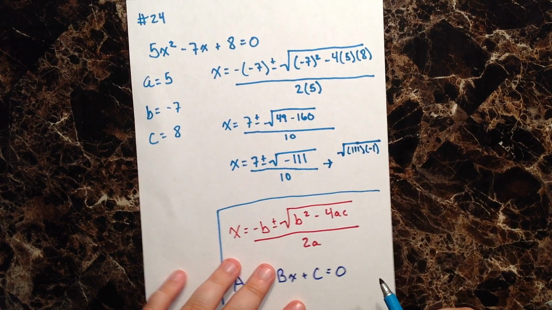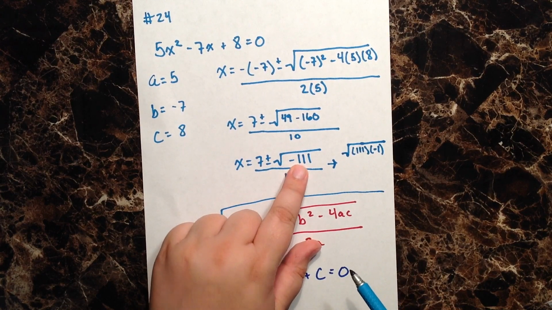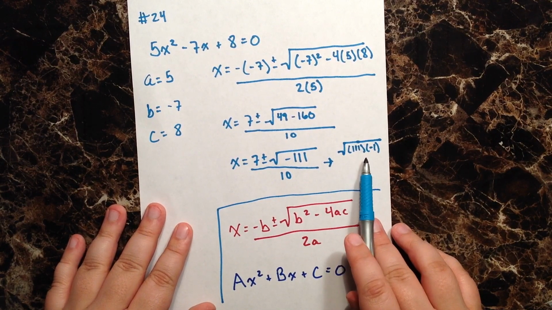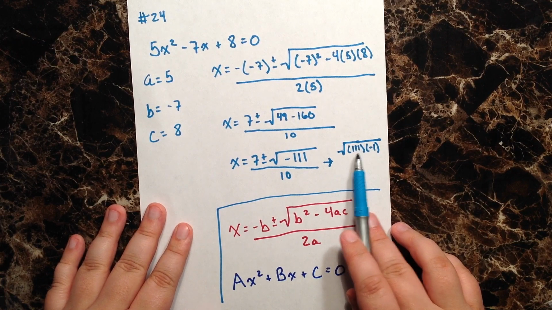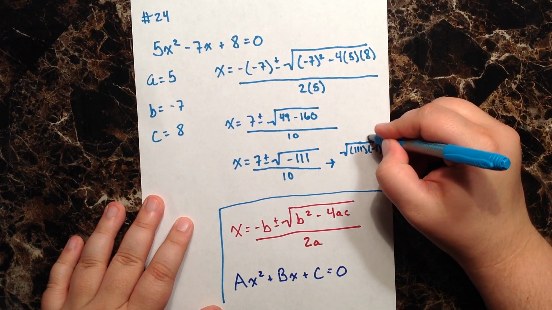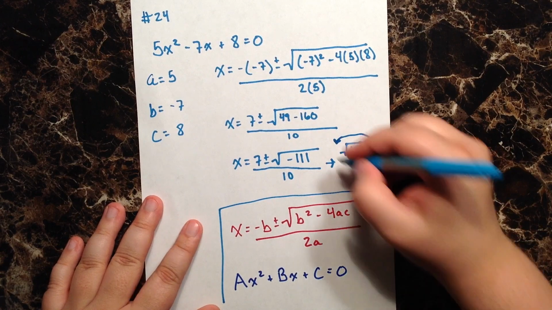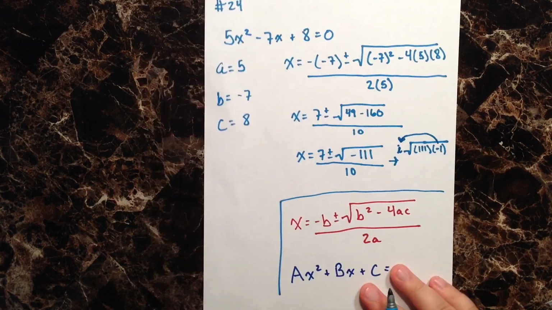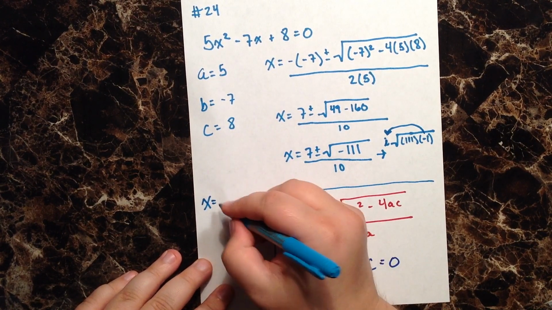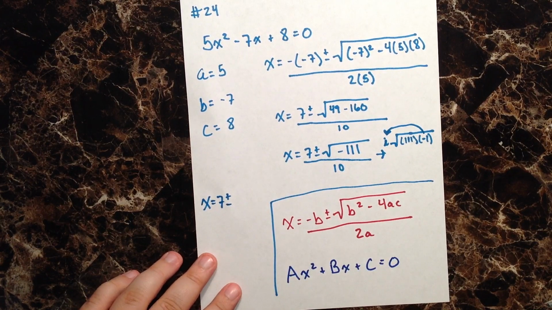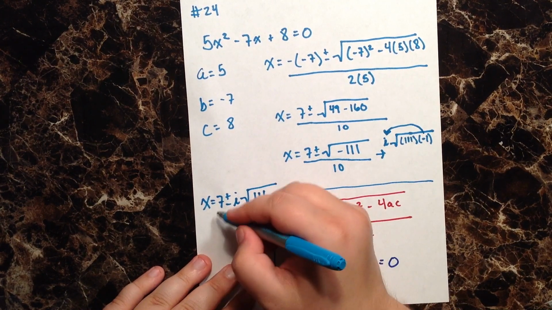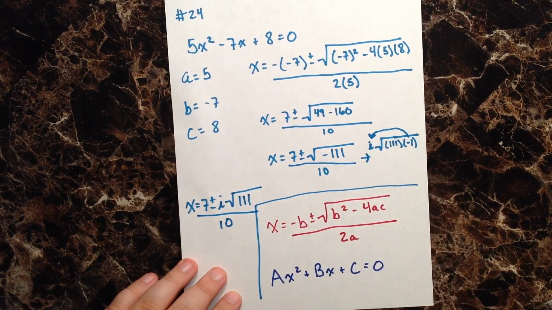We know that we can't have a negative under an even indexed radical. When I rewrite my radical as a positive 111 times a negative 1, it helps me see that I'm going to be pulling out an i from that negative 1. So when we rewrite this for the last time, we get x equals 7 plus and minus, my i comes out, radical 111, divided by 10.